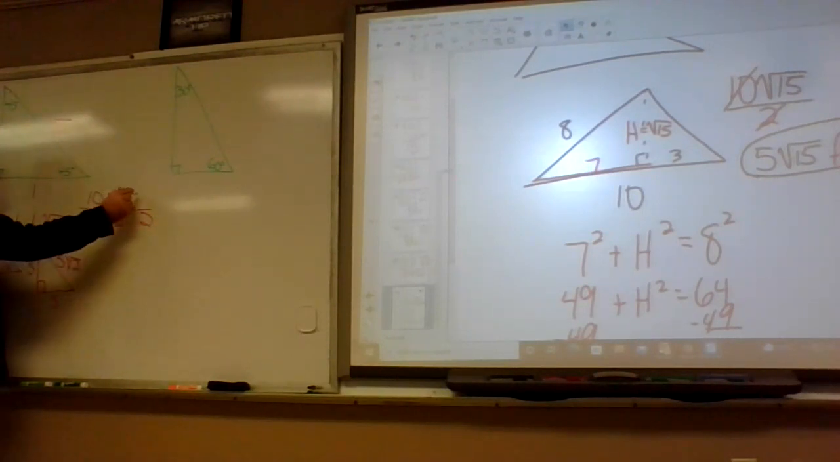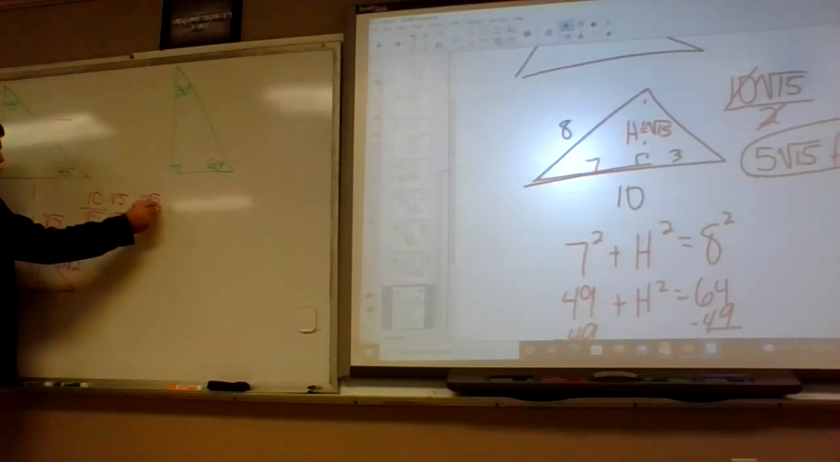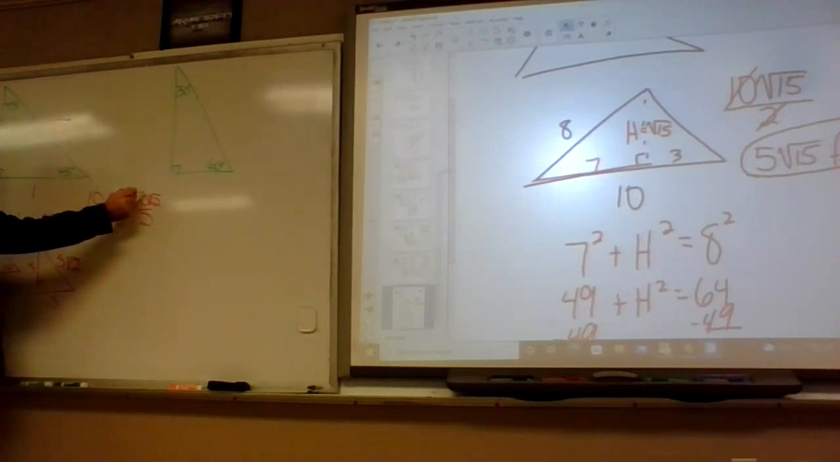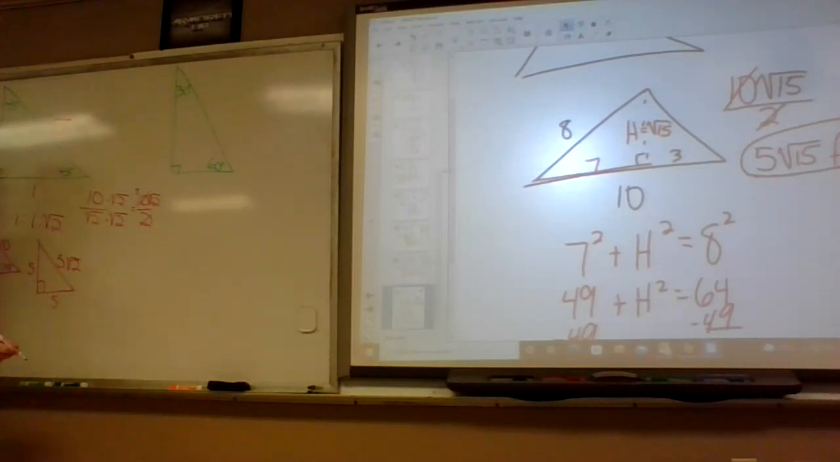And then 10 times square root of 2 doesn't simplify. But normal 10 divided by normal 2, that does reduce to just 5. So that would be 5 square root of 2. If that leg is 5 square root of 2, then the other leg is 5 square root of 2. Okay, so the legs are always the same. The hypotenuse is square root of 2 times bigger than the legs.